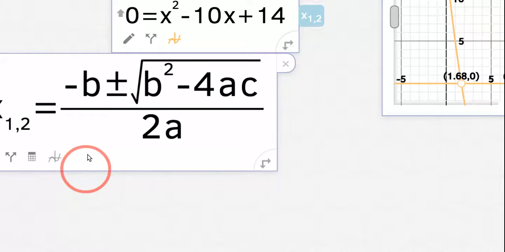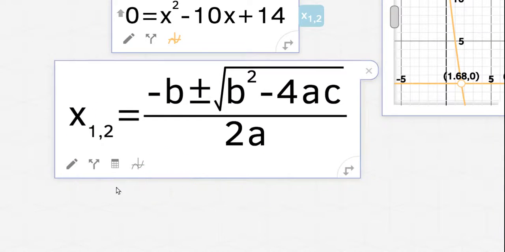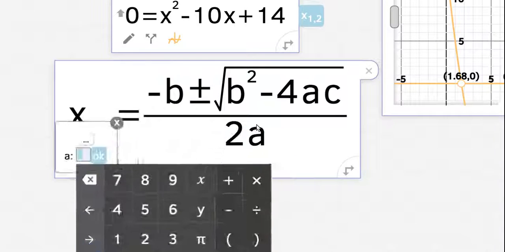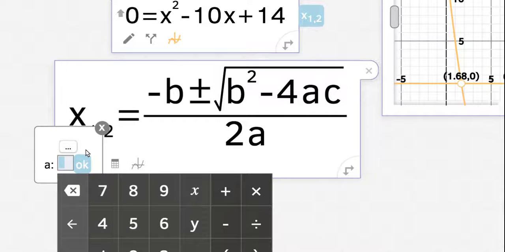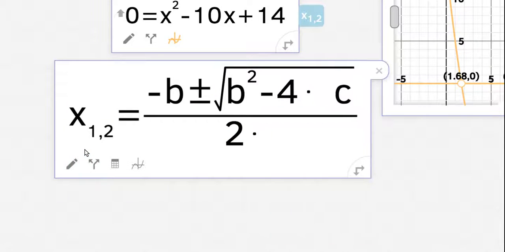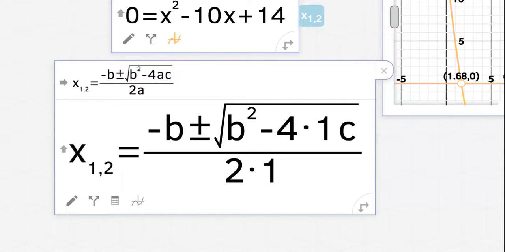So what I need to do is, if I look at this, figure out what A is, what B is, and what C is. In this case, it's A x squared. So my A is the coefficient in front of the x squared, which is 1. B is the coefficient in front of x, which is negative 10. And C is the constant, plus 14. So let's just double tap on A, and A equals 1. And I hit OK. So now I've substituted 1.